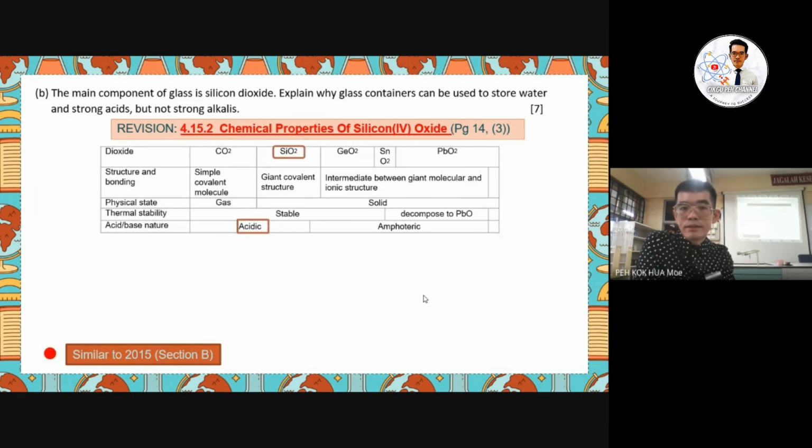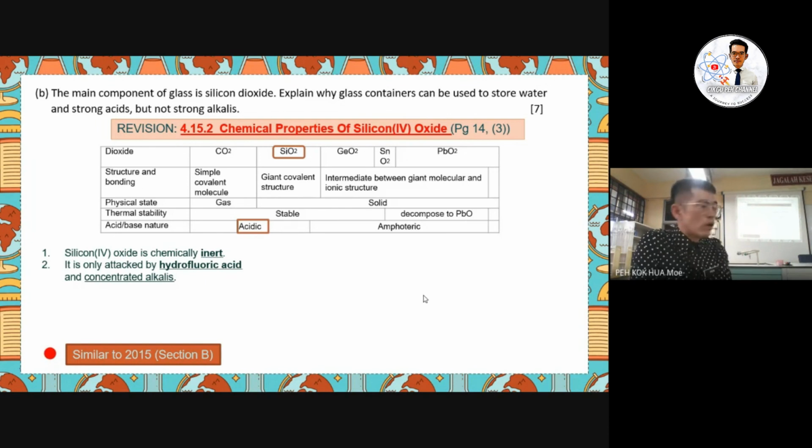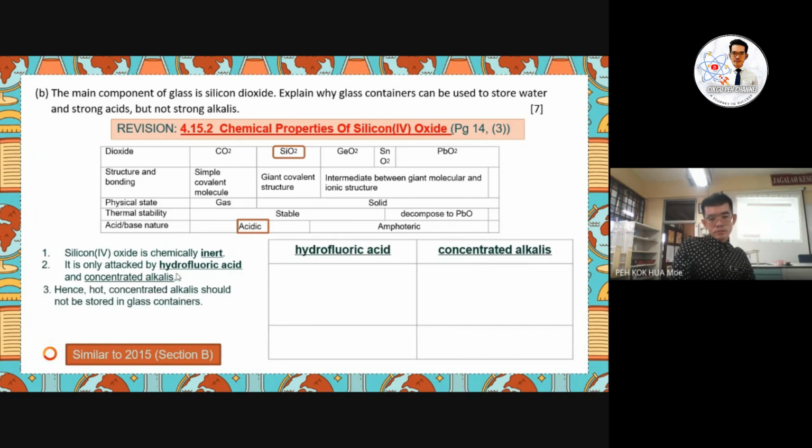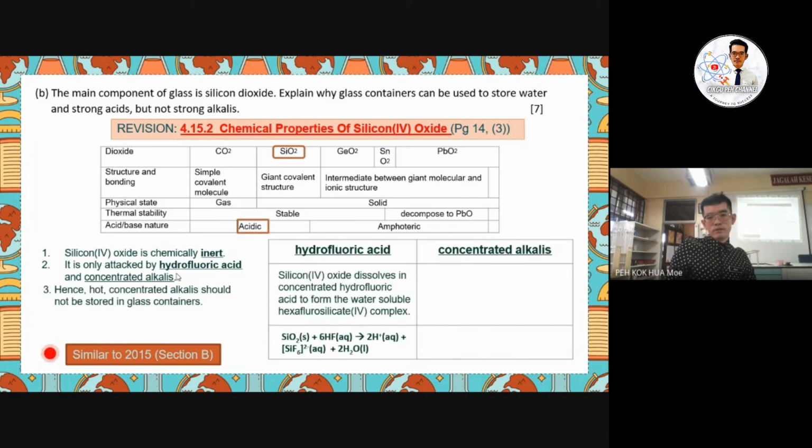Okay, so silicon dioxide is acidic, so it will not react with acid but reacts with base, right? Furthermore, we also mentioned that silicon dioxide is chemically inert. It will only be affected by hydrofluoric acid and concentrated alkaline. So here again, for the reaction with hydrofluoric acid, it will be changed to hexafluorosilicate complex. But here we do not discuss this now. Same as the question we discussed yesterday.